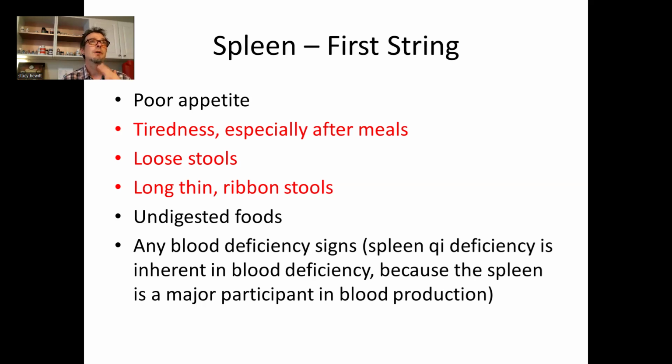Undigested food, once again, means their body's not able to process. Occasionally, that could be stomach fire, but first look at the spleen for that, and then any blood deficiency signs. One of the things that you commonly hear, especially in Chinese hospital medicine, is blood deficiency. Spleen chi deficiency is just an inferred thing. They don't even write spleen chi deficiency down. It's just inferred with blood deficiency when they're making a diagnosis. So any blood deficiency issues, there's going to be something going on with the spleen.